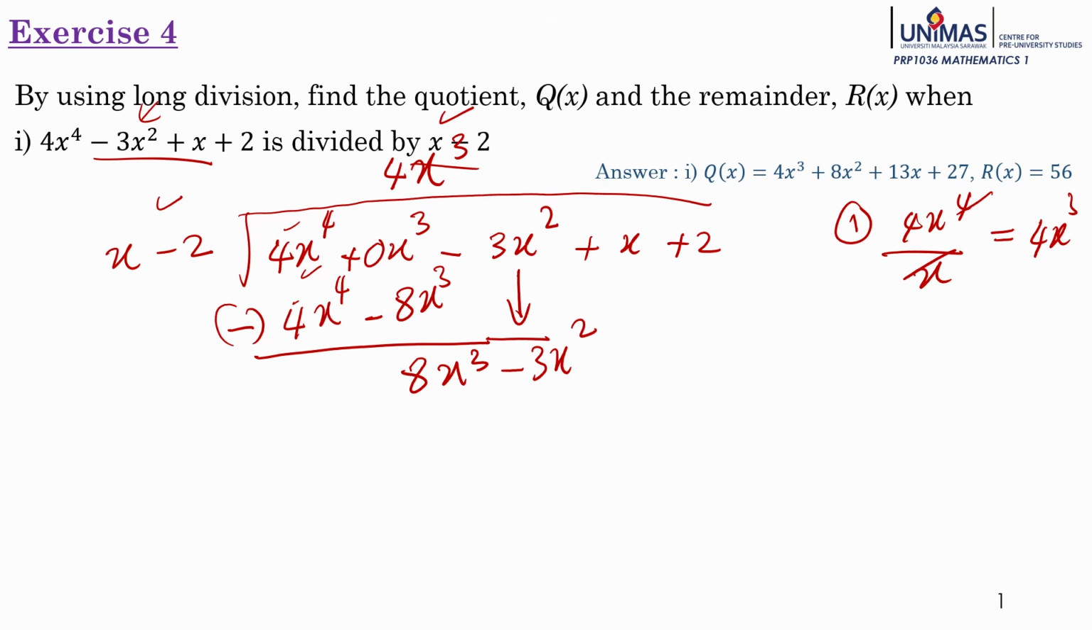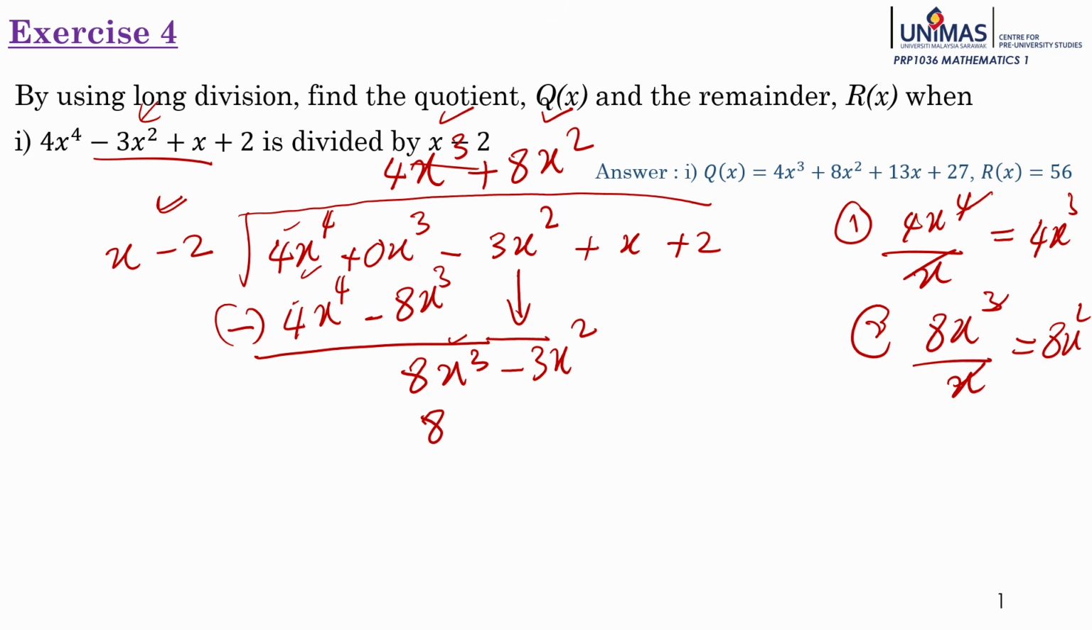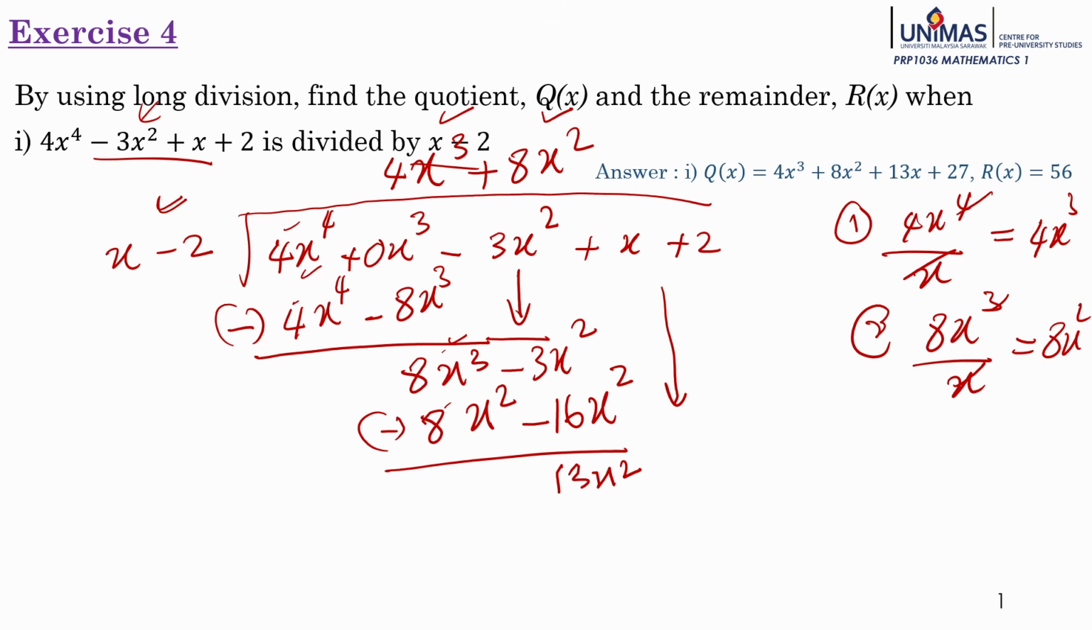And then we repeat the process. 8x cubed divided by x. Simplify, we get 8x squared. So that means plus 8x squared. So 8x squared times x minus 2, we get 8x cubed minus 16x squared. And then we subtract. So this one 0. And then negative 3x squared minus negative 16x squared, we get 13x squared, right? And then put down here plus x.